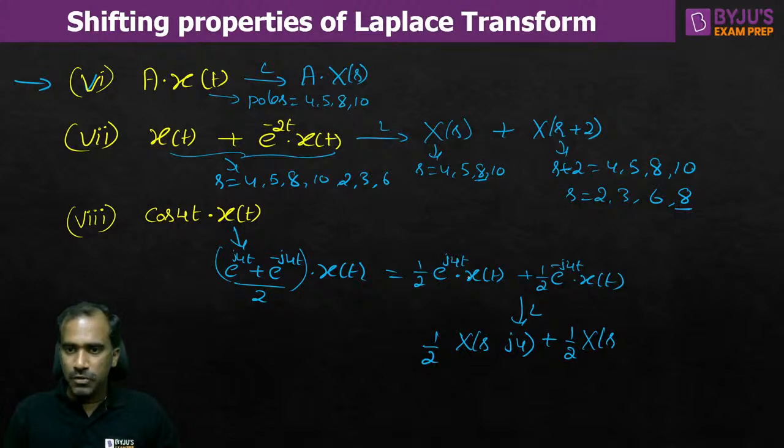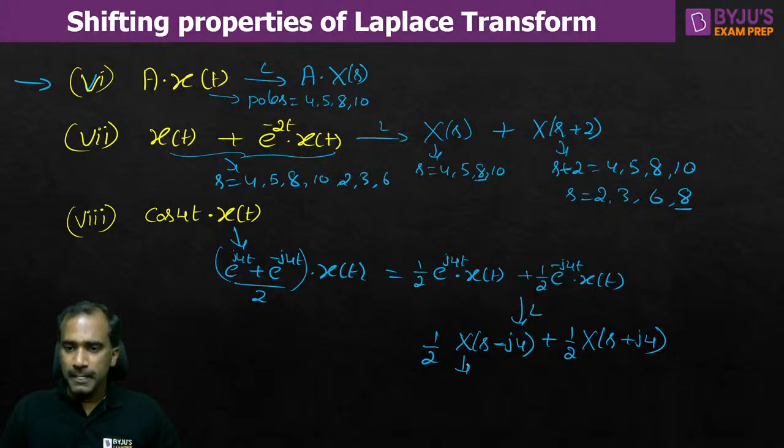If it is plus j4, it will be s minus j4. E power minus j4t, the sign will be opposite here. If it is minus sign here, it will be plus sign here, plus j4. That's it. We got the Laplace transform. Let's figure out the poles here. What are the poles of X of s?